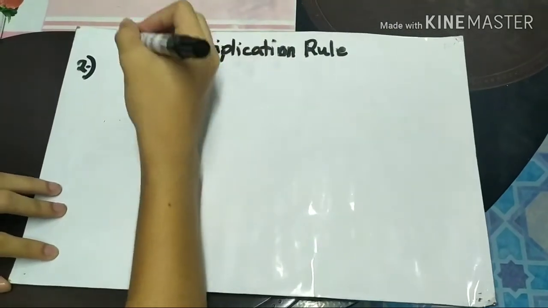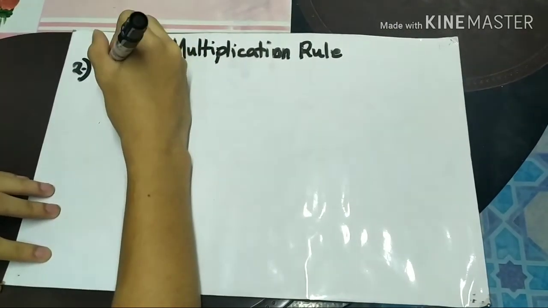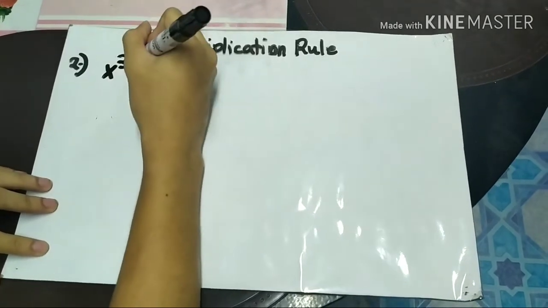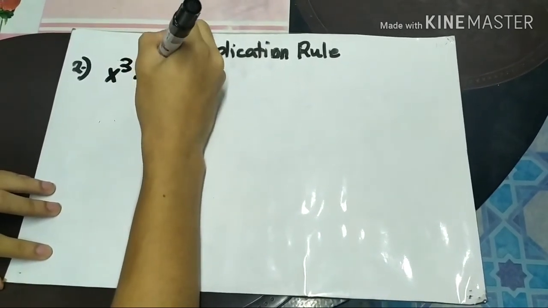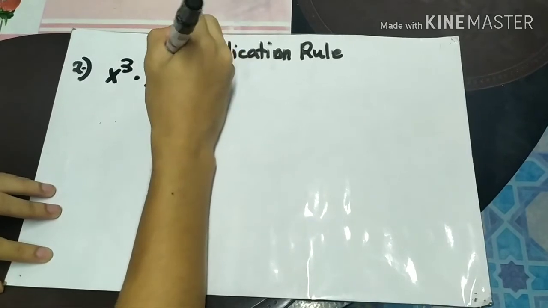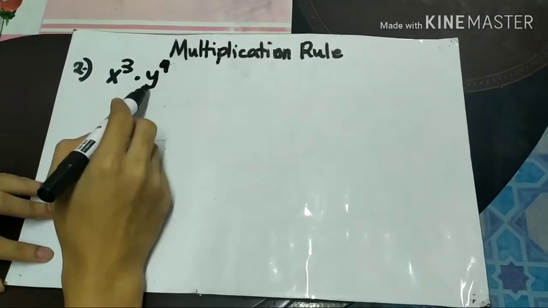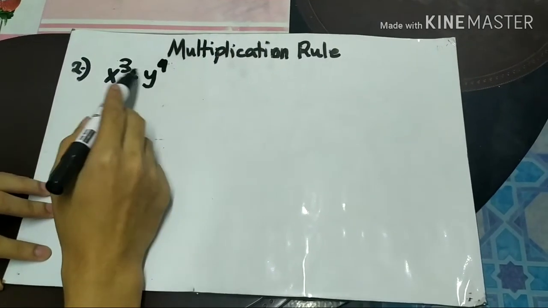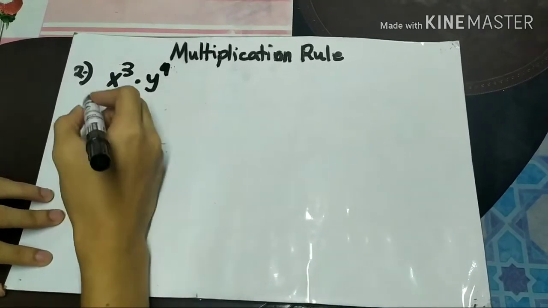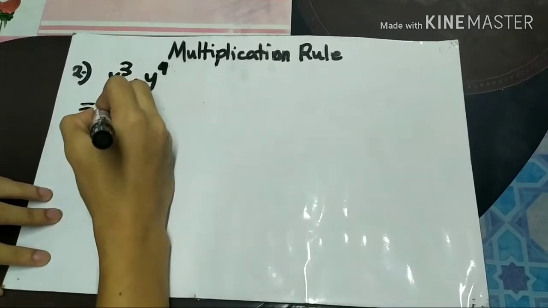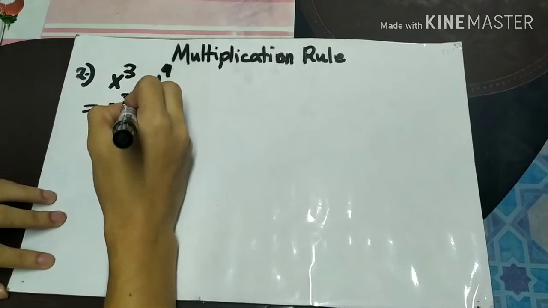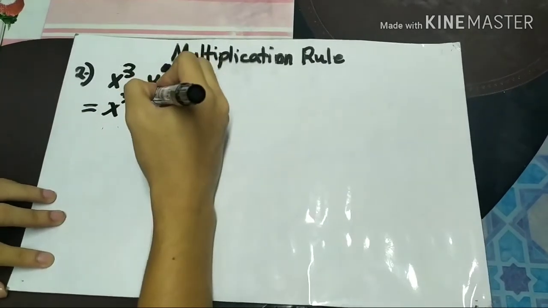Here is example number 2. x cubed times y raised to 4. Now you can see they are not the same base, so we cannot add the exponent. So we just copy x cubed and y raised to 4.